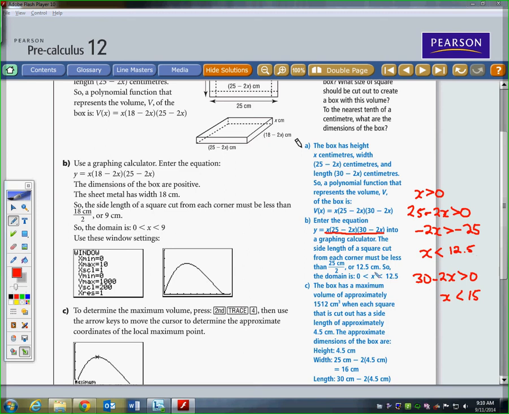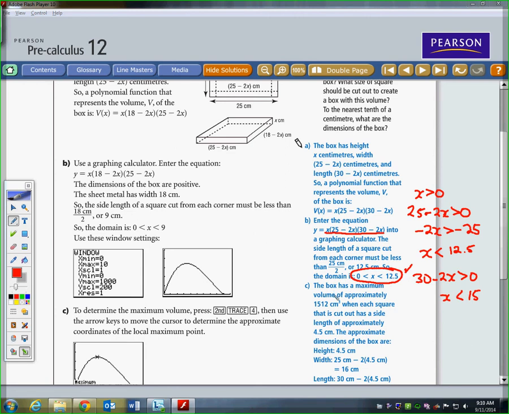So my domain, here's the best way to write it. x has to be greater than 0 and x has to be less than 12.5, so you can write it all in one statement like this: 0 is less than x, which is less than 12.5. Best way to write it.